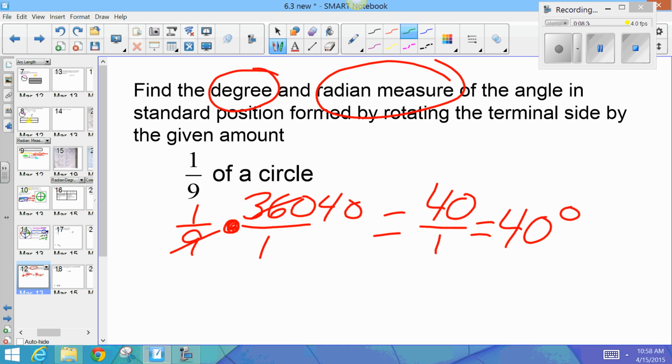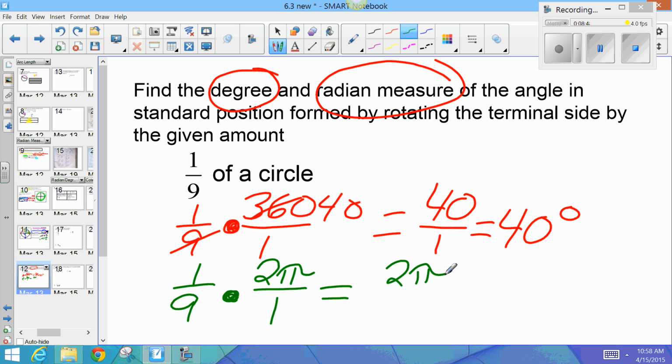Now to do it in radians, I'm going to take 1/9 and multiply by the total number of radians in a circle, which is 2 pi. Here there are no common factors, so it's top times top and bottom times bottom. Now when we're discussing radians, we don't usually have just an integer. We have an irrational number. In other words, pi is part of your answer. Don't try and simplify it further than that. That is the answer. That's the exact answer in simplest form.